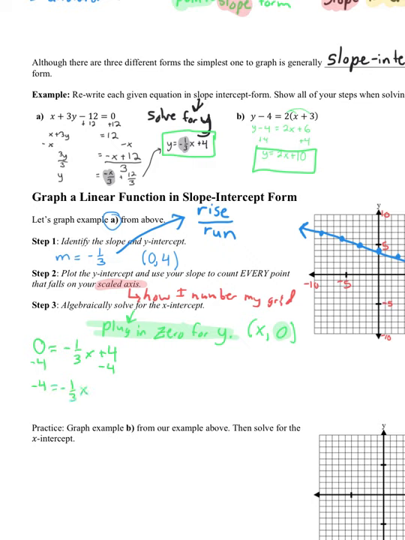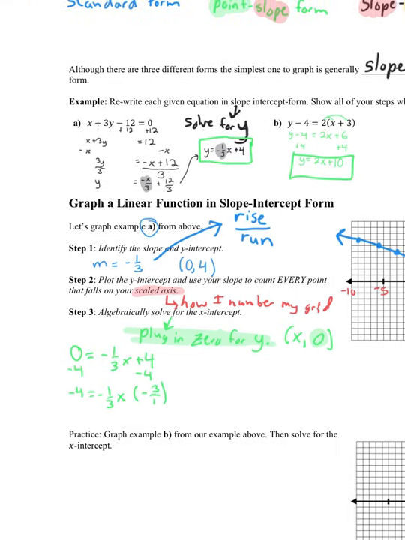And I want to get rid of that -1/3, so I'm going to multiply by the reciprocal of -1/3. Do you guys remember what a reciprocal is? Where you take a fraction and you flip it over. So the reciprocal is going to be -3 over 1. I'm going to multiply both sides by -3 over 1.